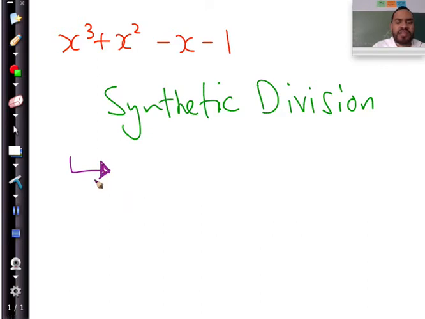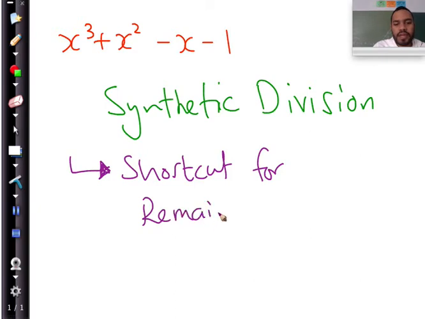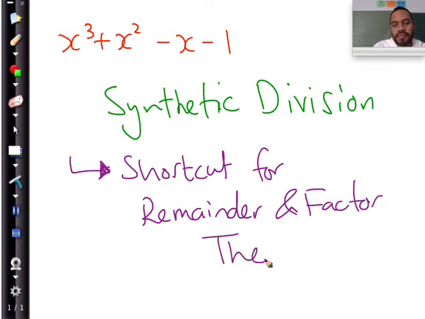So you see, I'm doing the shortcuts first to show you how to get the answer, and then later I'll do the long methods. So this here is a shortcut for what? For the remainder and factor theorem. Interestingly enough, the factor theorem is something that you've easily been exposed to before.